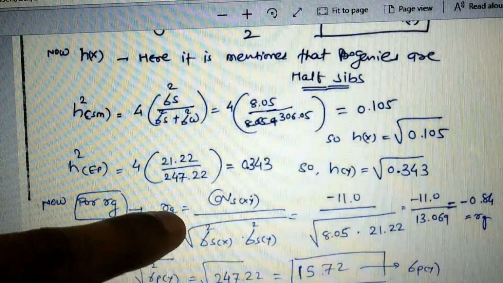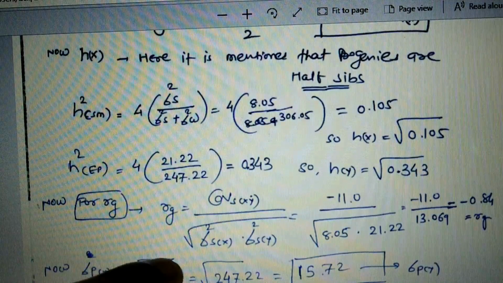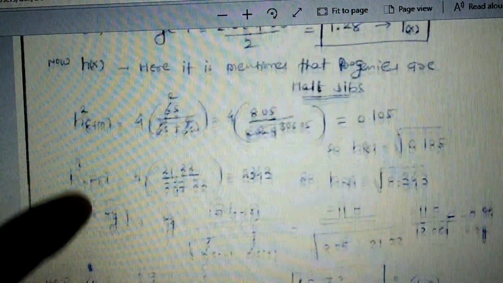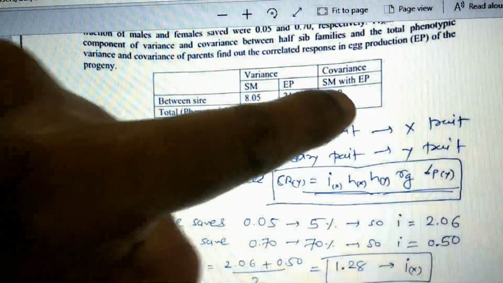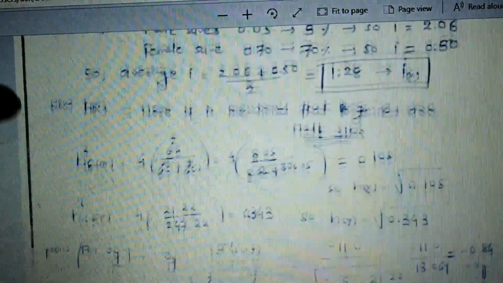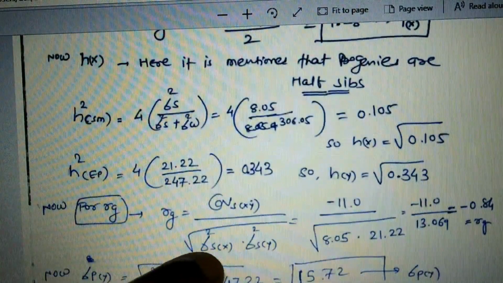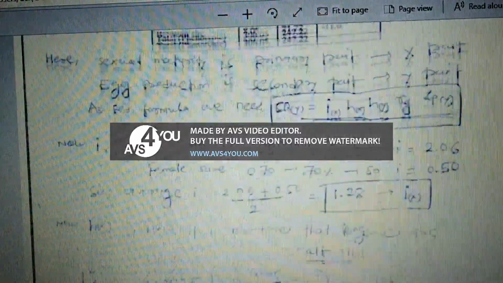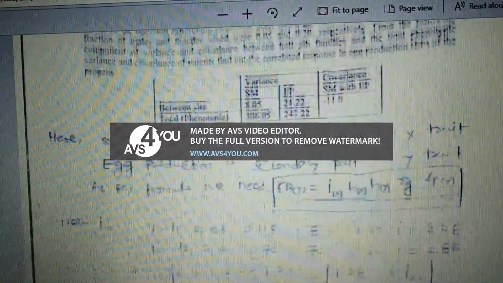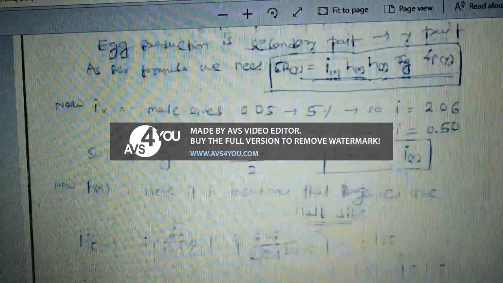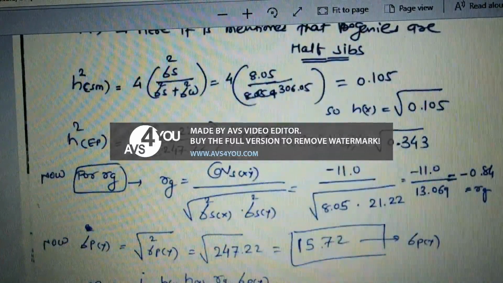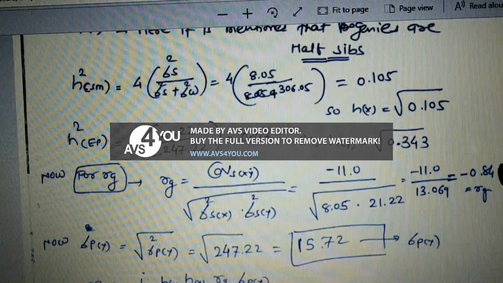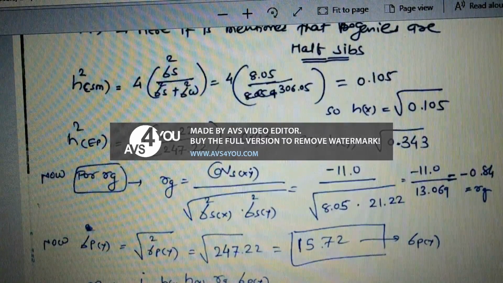Now another component, the genetic correlation between the X and Y traits. We know the formula: covariance SXY divided by the square root of variance X into variance Y. The covariance SXY is already available, that is minus 11. Variance Sx is 8.05, and variance Sy is 21.22. If we solve this equation, we get the genetic correlation of minus 0.84.